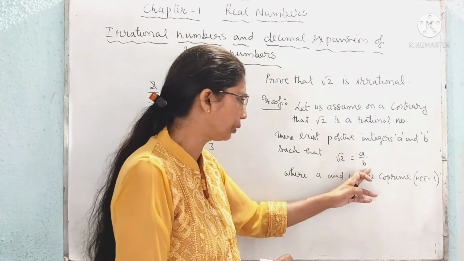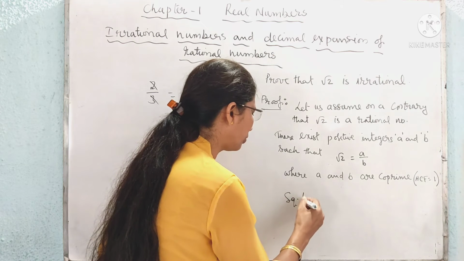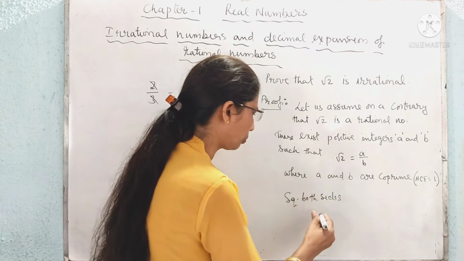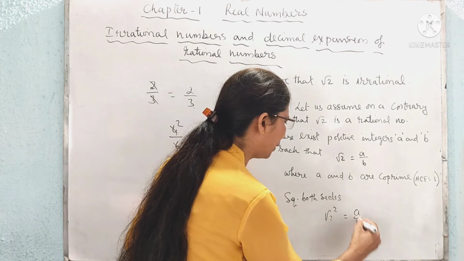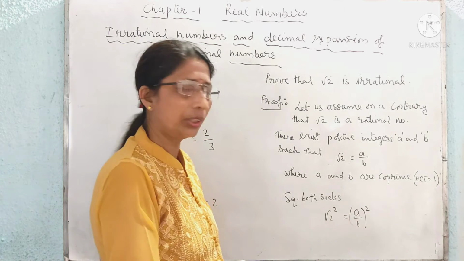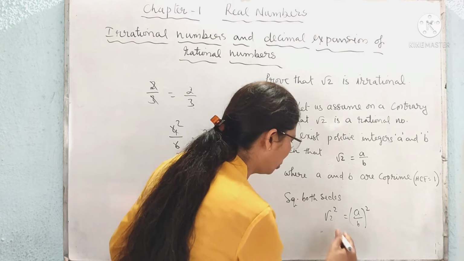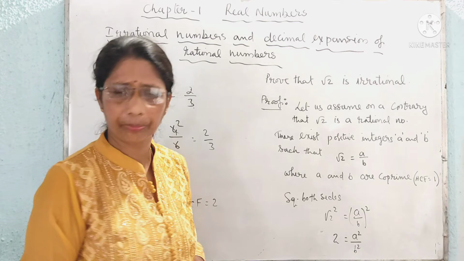Now what do we have to do here? Squaring both sides. When we square, we get root 2 square is equal to a by b whole square. Root 2 square we can write as 2. That means 2 equal to a square upon b square.